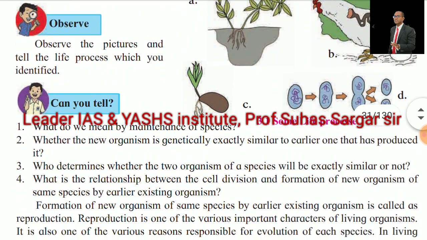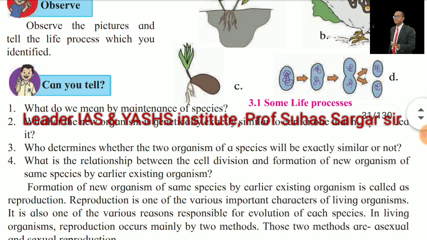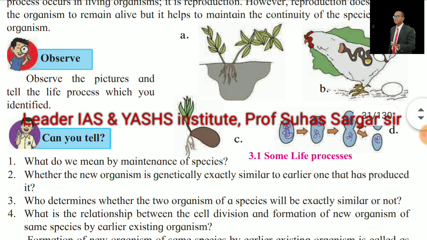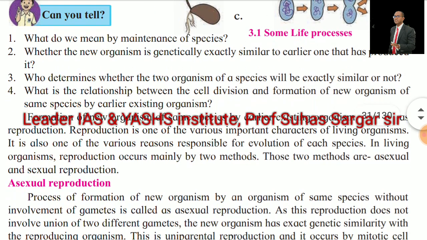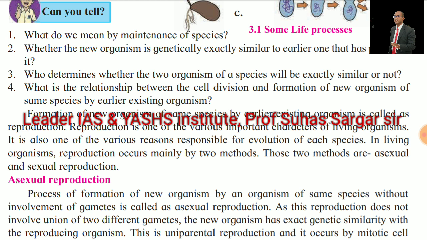Observe the pictures and tell the life process which you identified. First, what do you mean by maintenance of species? Whether the new organism is genetically exactly similar to the earlier one that has produced it. Who determines whether the two organisms of a species will be exactly similar or not? What is the relationship between cell division and formation of a new organism of the same species by an earlier existing organism?